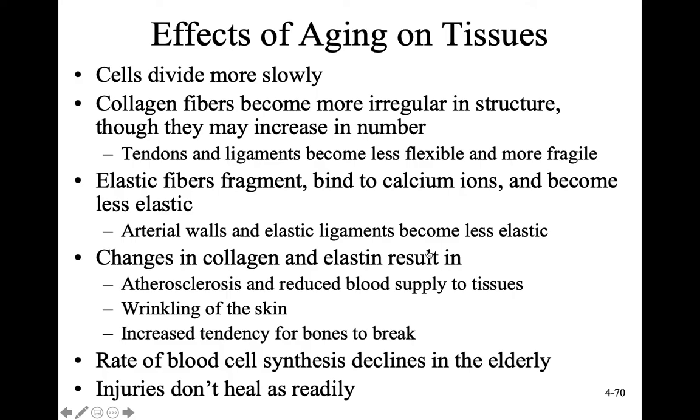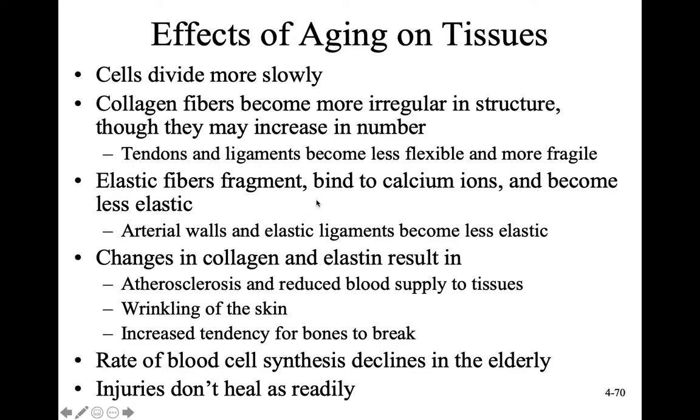Now, the collagen fibers also tend to become more irregular, but they also may increase in number, actually replacing some of the elastic fibers. As the collagen fibers become more irregular, meaning they're not running in a single direction anymore, things like the dense regular connective tissue are changed, and it makes the tendons and ligaments less flexible, okay? They're more likely to tear, but they're also less elastic. Even though they have a very limited amount of elasticity, it makes them more fragile.